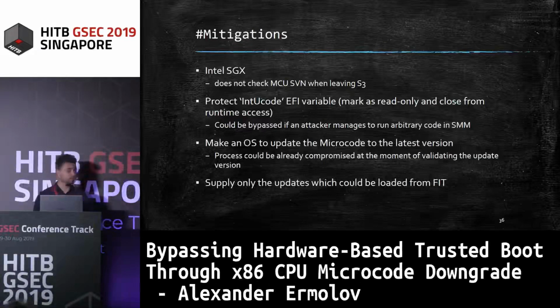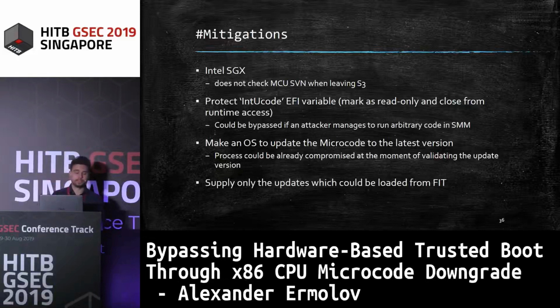Also, one obvious mitigation is to make the operating system update the microcode to the latest version. However, as you can see, the trusted boot chain can be compromised at the moment of executing the operating system. That's why you cannot trust the update provided in such a way.